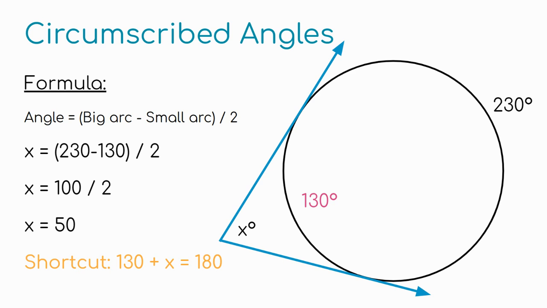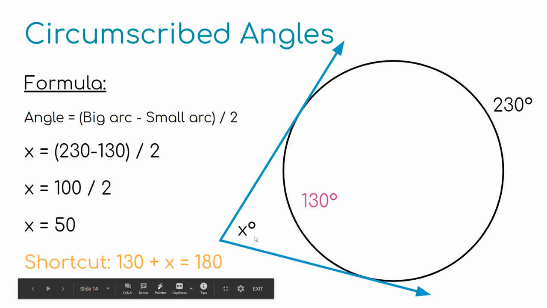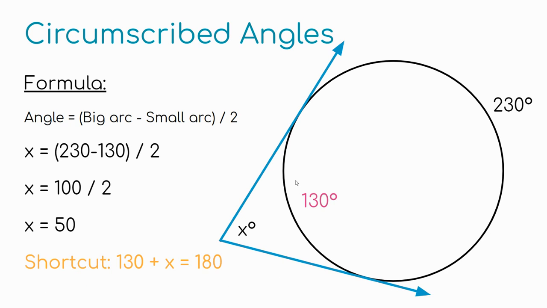And then I showed you a shortcut. So the shortcut was that the small arc was supplementary to the angle. Supplementary means that these two add up to 180. So once you found your small arc, if you didn't want to use your formula, you could have just done 180 minus 130. You also would have got that your angle was 50. So make sure you added the formula and this example to your note sheet.